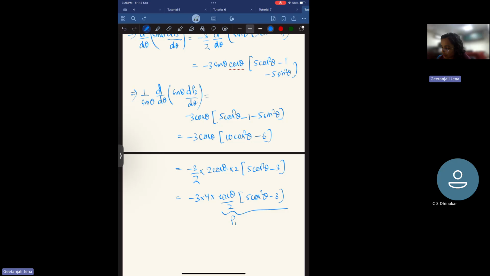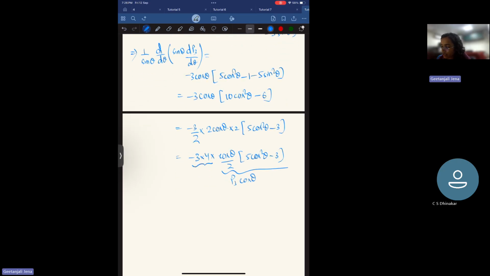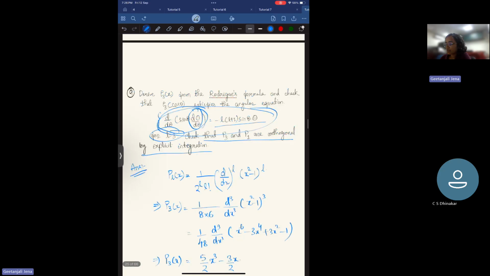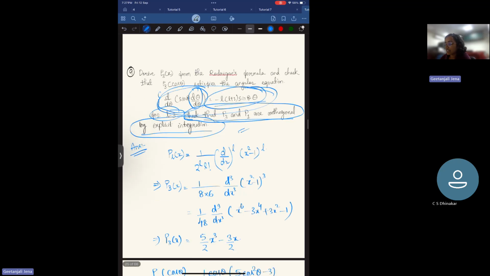So this is P3 cos theta. And when you take L equal to 3, this is nothing but L into L plus 1. So that means it is satisfying the right hand side, L into L plus 1. And I will leave it to you to check whether P3 and P1 are orthogonal or not. Check it. If you are not getting it, let me know.